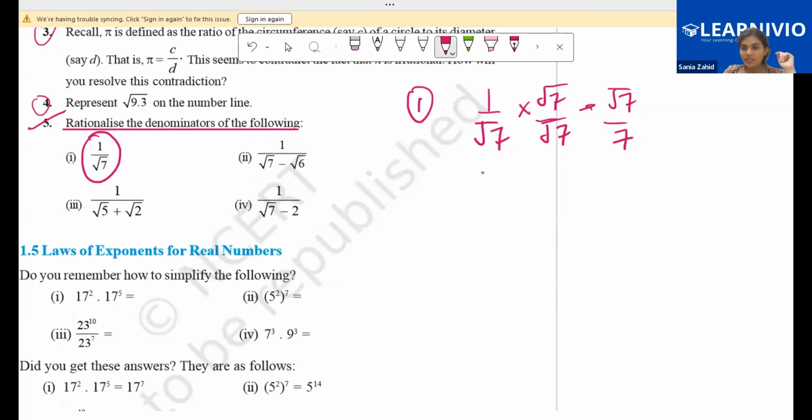Is my denominator rationalized now? My denominator is a rational number, right? 7. And 7 is a rational number. That is what the question was saying. They didn't care about the numerator. They only wanted me to change the denominator. So that is the process.